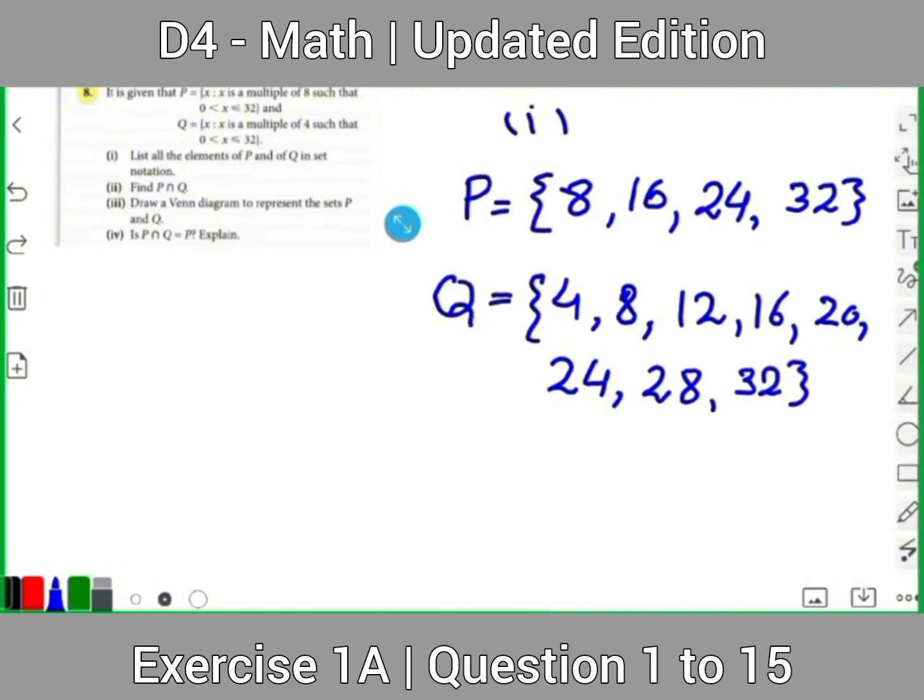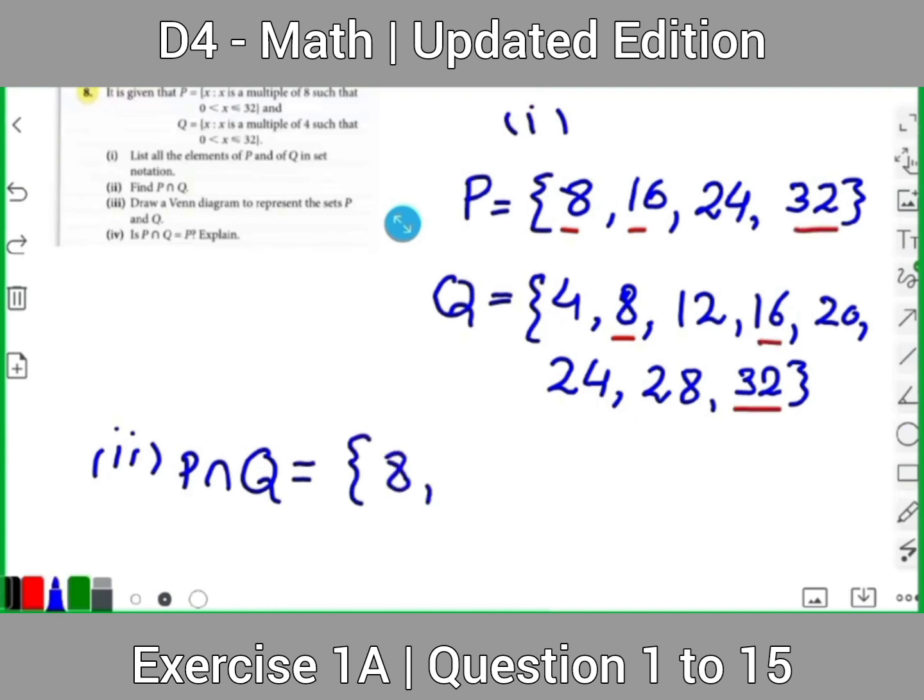Now in part 2, we have to find P intersection Q. So we just mark the elements which are common to both the sets P and Q. Now in part 2, we just mark the numbers in red which are common to both P and Q. So here we have 8, 16, 24 and 32. These elements are common to the sets P and Q.